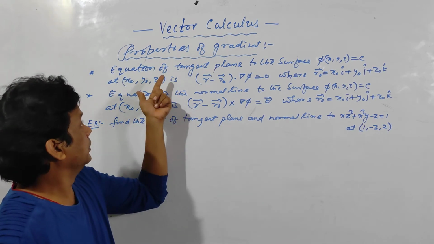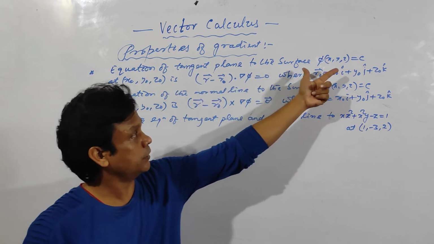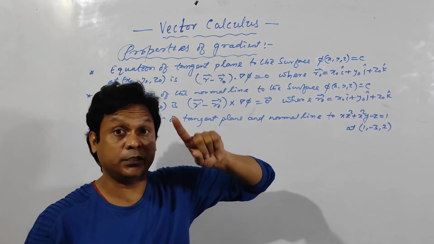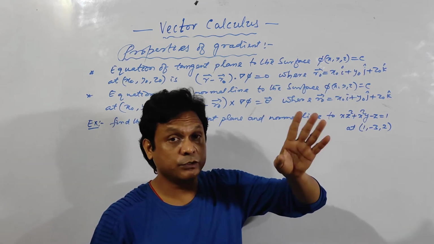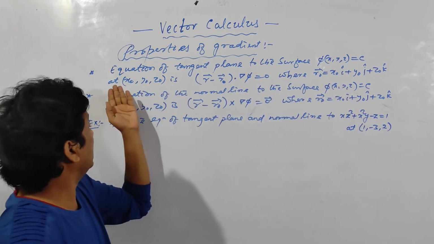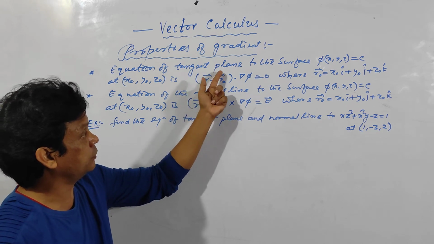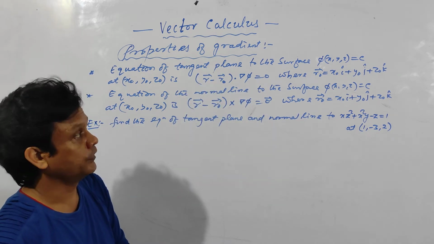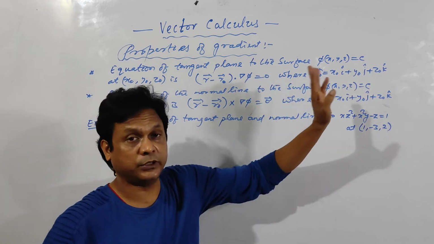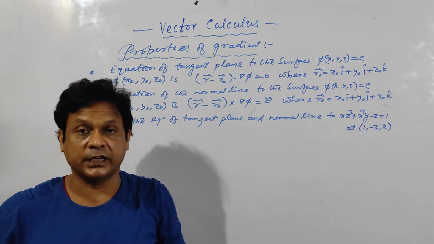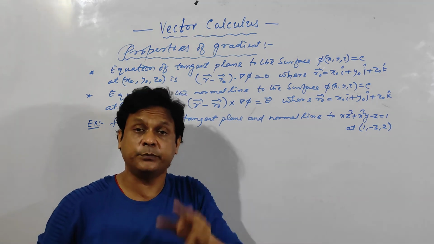See here. Now we want to find out the equation of tangent plane and normal line. The equation of tangent plane to the surface phi of xyz is equal to c, I have written c here, phi of xyz is equal to c, grad phi not equal to 0, at the point x0, y0, z0, the formula is (r minus r0), r vector minus r0 vector, dot grad phi is equal to 0. What is r0 vector? r0 vector is x0 into i cap plus y0 into j cap plus z0 into k cap. And what is r vector? It is x into i cap plus y into j cap plus z into k cap. It is the position vector of any point x, y, z.